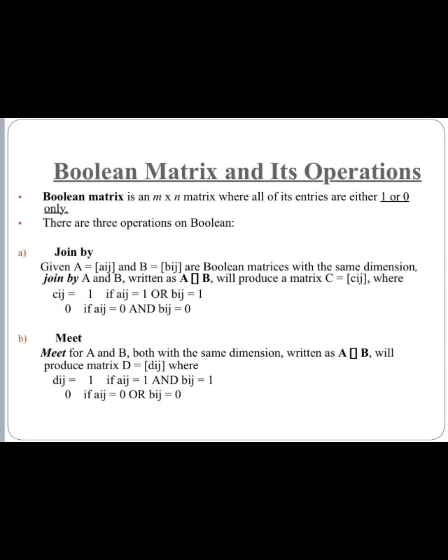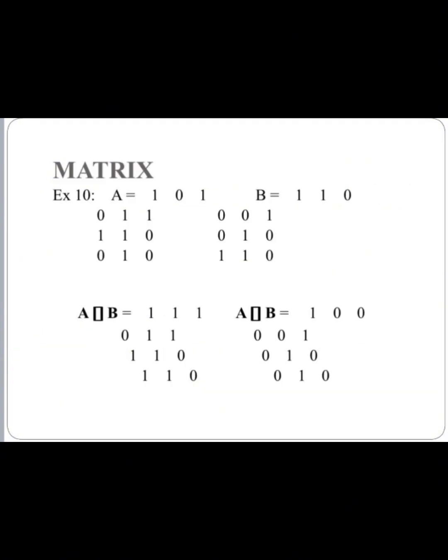The join of A and B, written as A ∨ B, produces a new matrix C. Each entry c_ij is 1 if either a_ij or b_ij is 1. Otherwise, it's 0. Meet operation: the meet of A and B, written as A ∧ B, produces matrix D. Here d_ij is 1 only if both a_ij and b_ij are 1. Otherwise, it's 0.